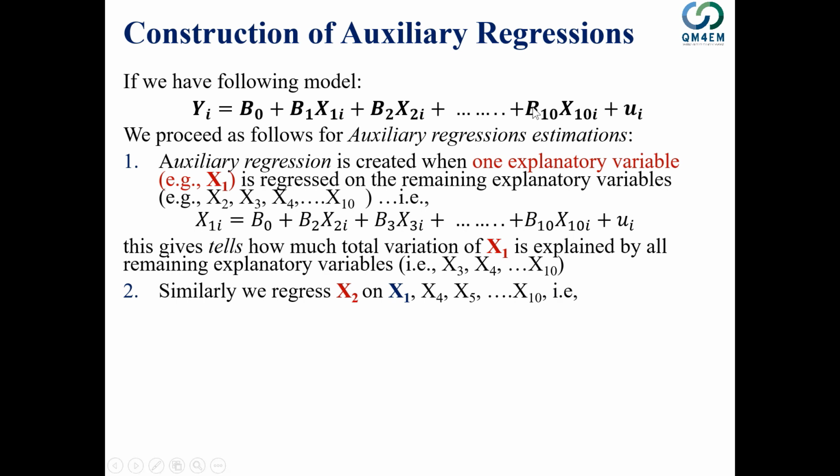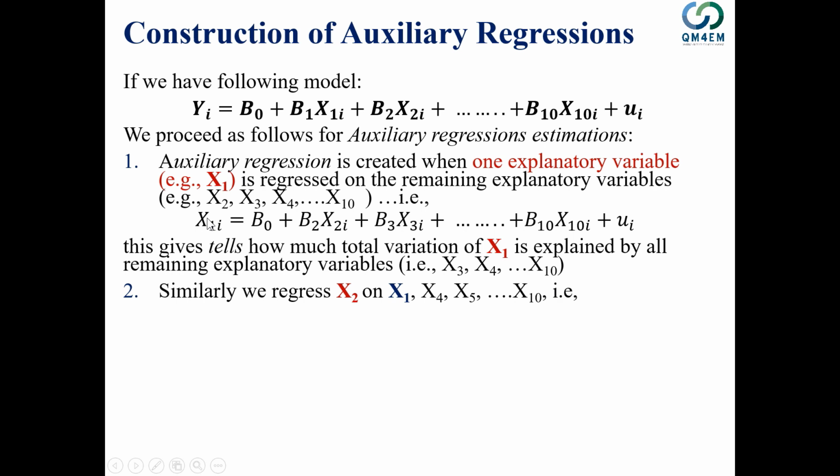So for example, in the first case, when I regress x1 on x2, x3, x4 till x10, this model will tell me how much of the total variation in x1 is being explained by x2, x3, x4 till x10. So naturally, if this model is a good fit, if its F statistic is high, this means that this x is very much explained by the rest of the x variables, or in other words, this x is very strongly correlated with the rest of the x variables.